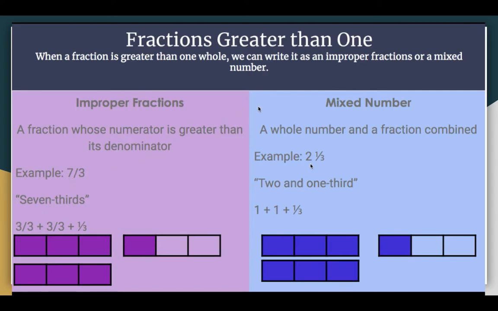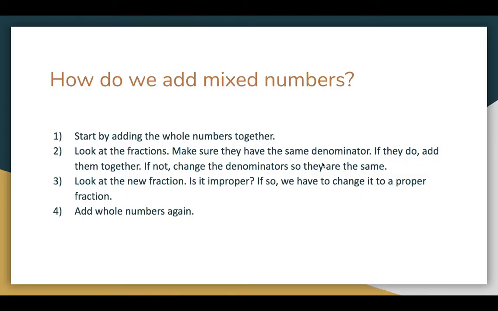We cannot have a mixed number and an improper fraction together. So if that happens, we're going to change it. Today we're going to focus on adding mixed numbers when the denominators are not the same. So the steps are the same as yesterday.